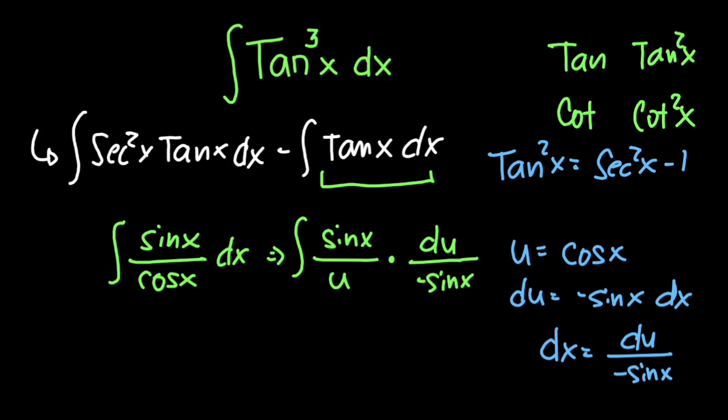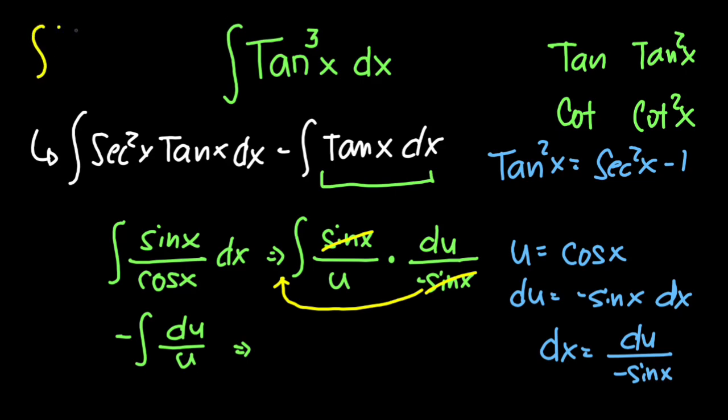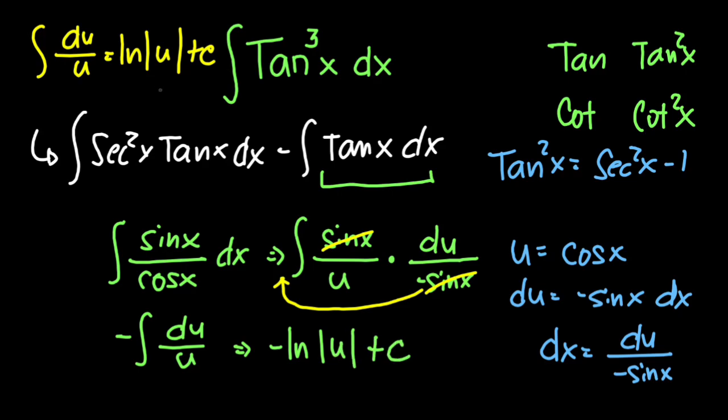You can see here that sine of x would cancel and you have a negative here. You can actually put the negative outside the integral. So you are left with negative integral of du over u. You can see here it is logarithmic. Note that the formula for this is the integral of du over u is equal to natural log of the absolute value of u plus c. So by that, this would be equal to negative natural log of absolute value of u plus c.